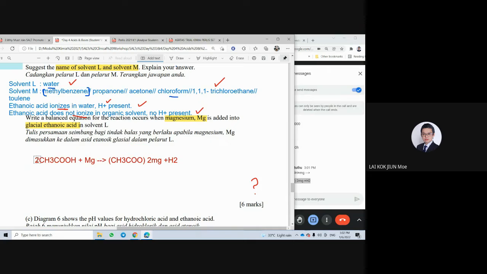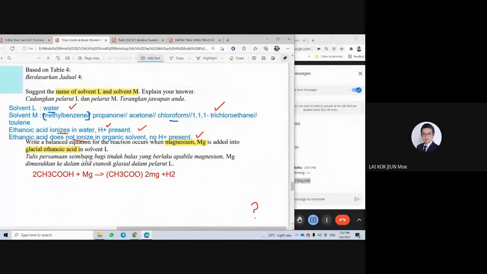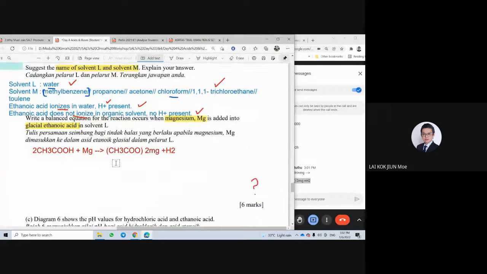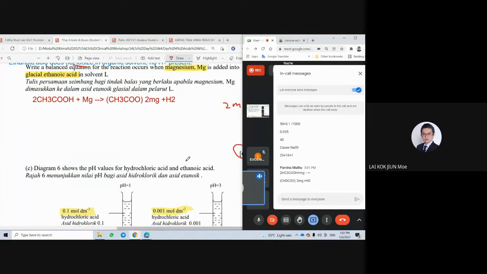So this is only 2 marks here. You get another 4 marks for what? Oh, already. So here got 2 marks, upstairs got another 4 marks. So perfect. Here got 4 marks, here got 2 marks. So perfect, 6 marks. Okay, thank you, Pavina.